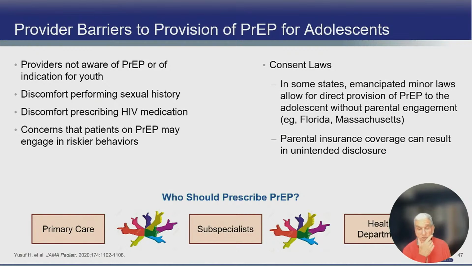Provider barriers. Providers may not be aware of PrEP. They may have discomfort talking about a sexual history. They may have discomfort providing HIV medication. There may be concerns that patients on PrEP are more likely to take more liberties with their sexual lifestyle. There could be consent laws in Uganda about this. I don't know enough about local laws. And the question of who should prescribe PrEP has got to be decided on your local level, deciding how that's set up in your given region, in your different community, to see who's appropriate.